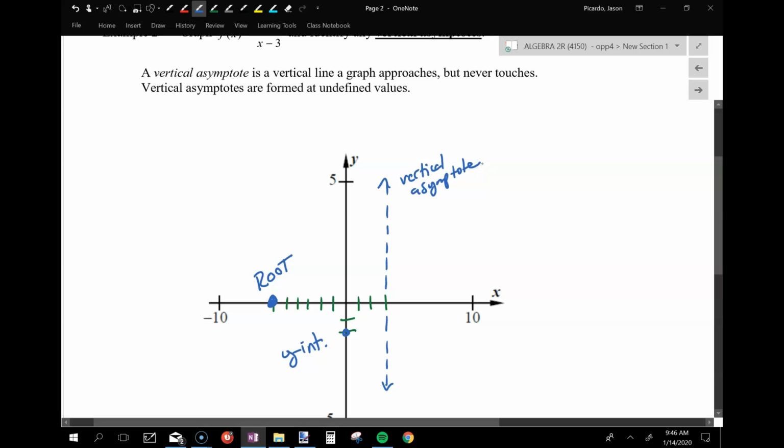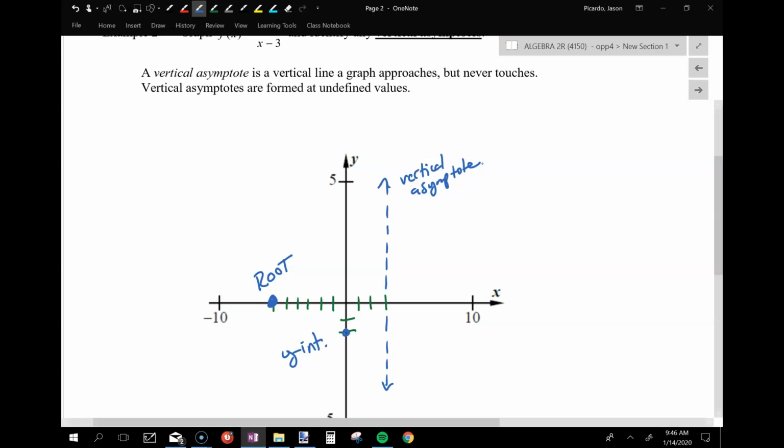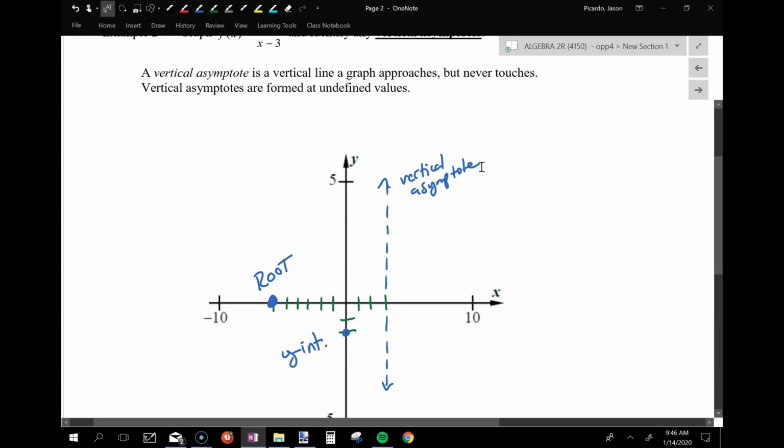Notice something, guys. Did I even graph my function? Have I graphed it yet? No, I've identified some key aspects of it, right? I've identified some key aspects of it. Making sense so far?